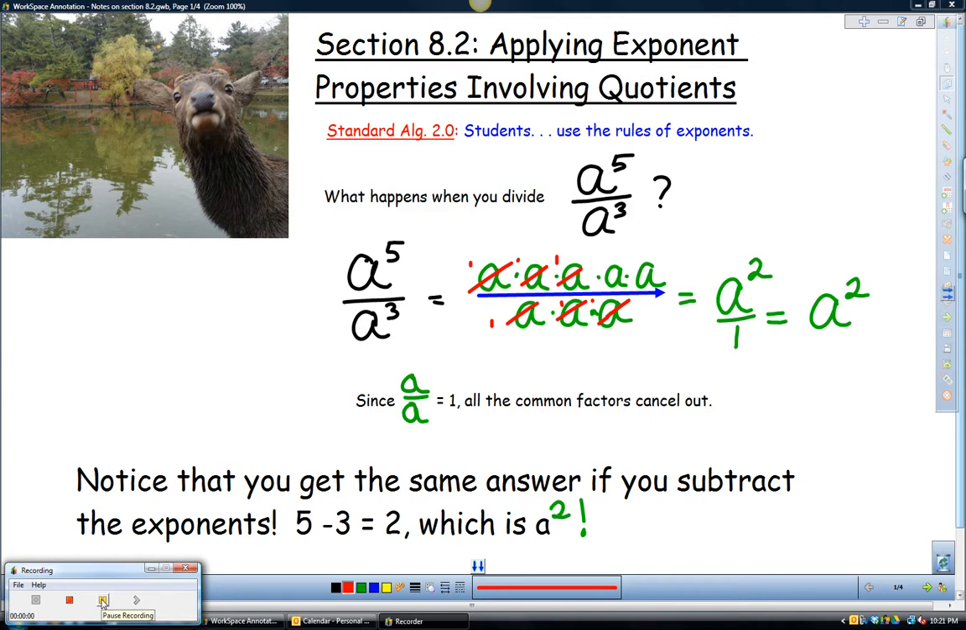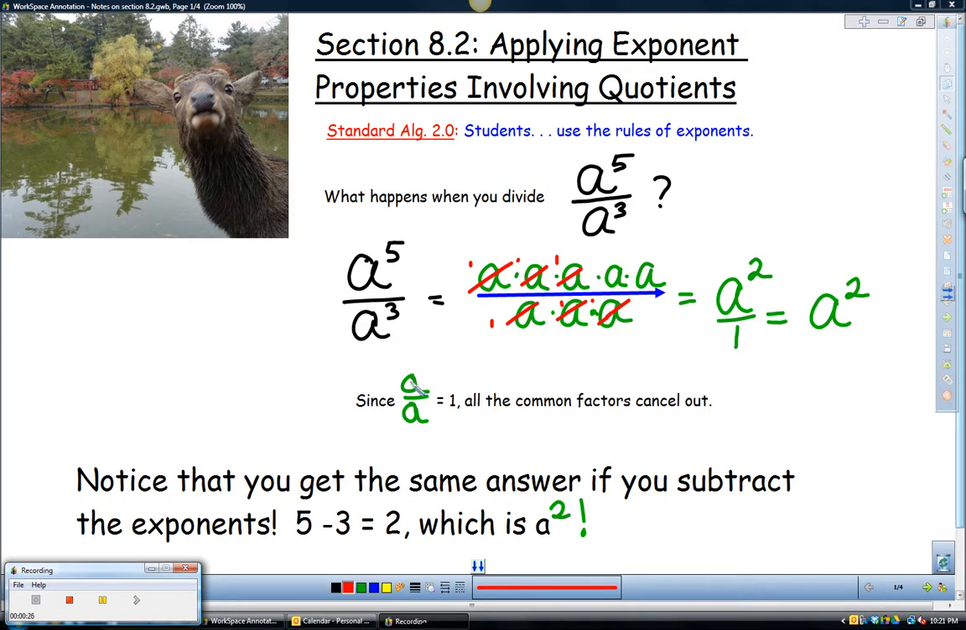Today we're looking at section 8.2, applying exponent properties involving quotients. What happens when you divide a to the fifth and a to the third? Well, we can expand a to the fifth, and you'll see that it's 5 factors of a being multiplied. And when we expand a to the third, it's 3 factors of a being multiplied.